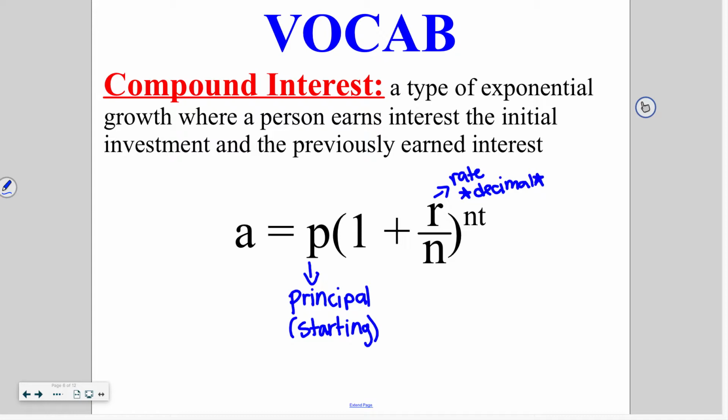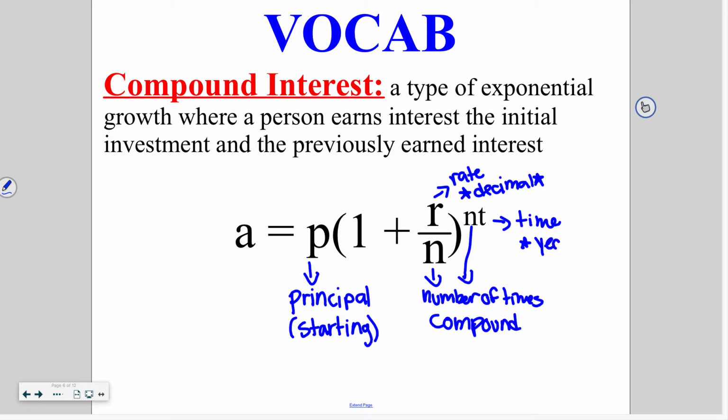The n stands for number of times compounded. So that's the number of times you are actually going to be calculating this within a 1-year period. The n in the exponent is the same as the n in the denominator. That t stands for time. This is always going to be in years. So when you're using compound interest, the time is always in years.